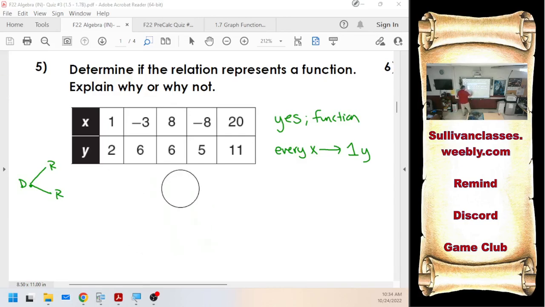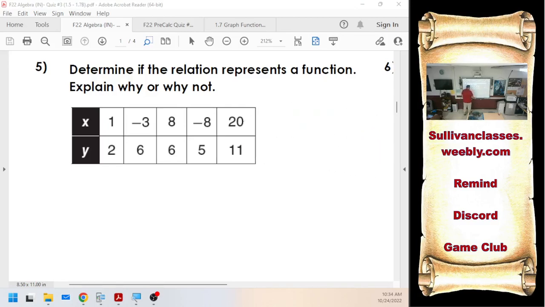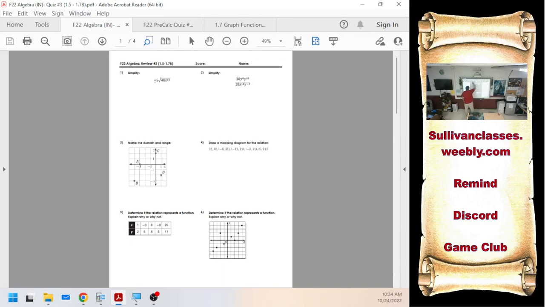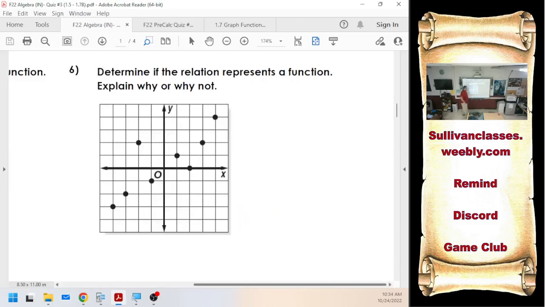Okay. Now you don't have to do the little diagram off to the side. That was just, if it helps you to visualize it, go for it. That's all I need. Womp, womp. Is it a function? How do I know?